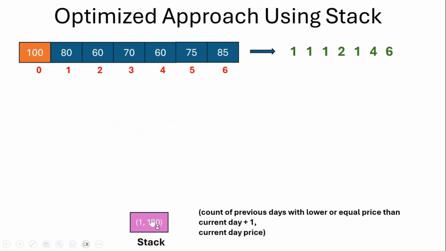So for a day 0 where the stock price is 100, there are no previous days. So this is basically 0 plus 1. This plus 1 is for the current day. So 0 plus 1 is 1, 1 comma current day stock price, which is 100. That entry is added to the stack.